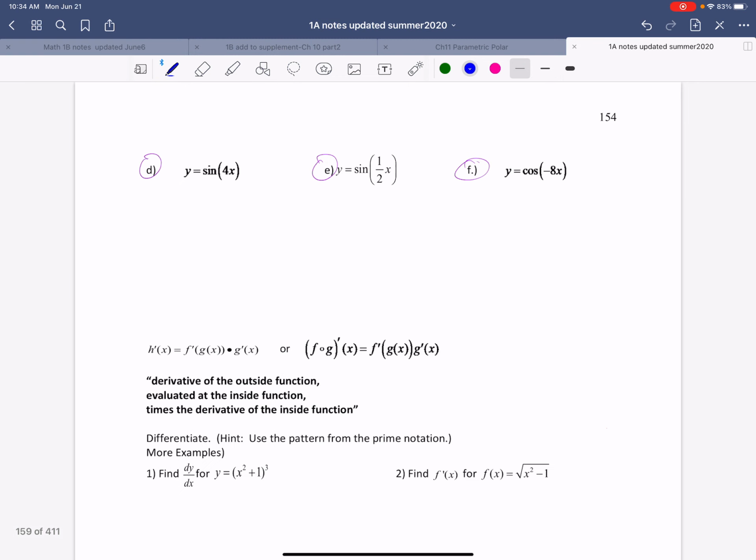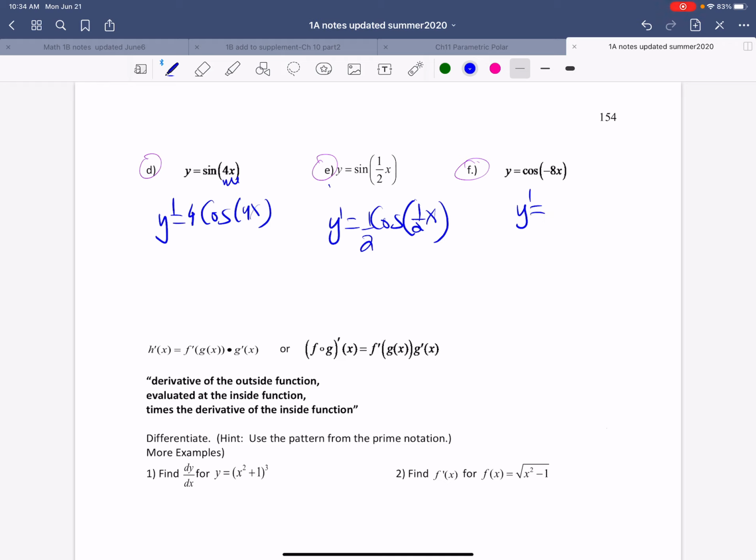See a couple more examples. Y is equal to sine 4x. So y prime would be cosine of 4x times 4, derivative of inside function. Next, sine 1/2 of x, that would be cosine of 1/2 of x times 1/2, derivative of inside function.